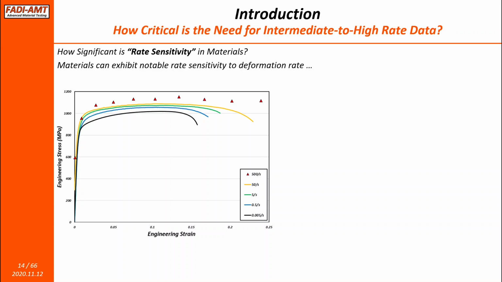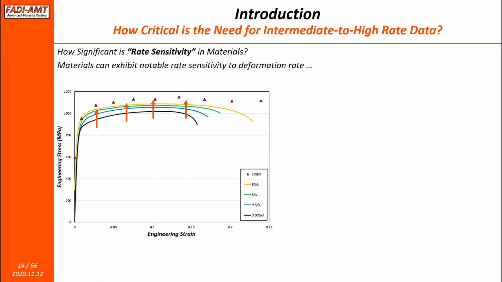Most materials exhibit, at the very least, notable rate sensitivity to deformation rate. And this set of curves that I'm showing here as an example is for an automotive steel grade, and you can obviously see that the stress and the strain levels are both affected by the speed of the test, or the strain rate of deformation.